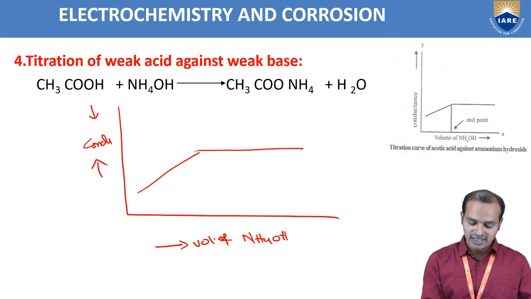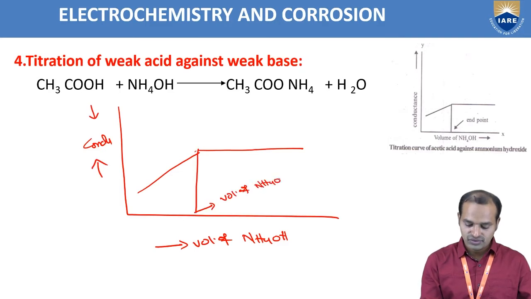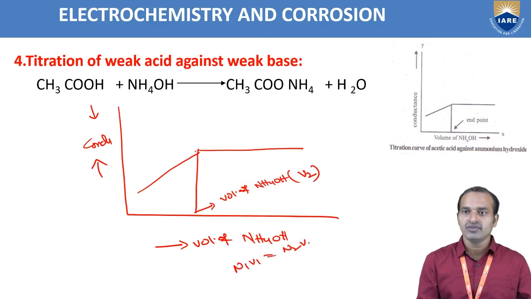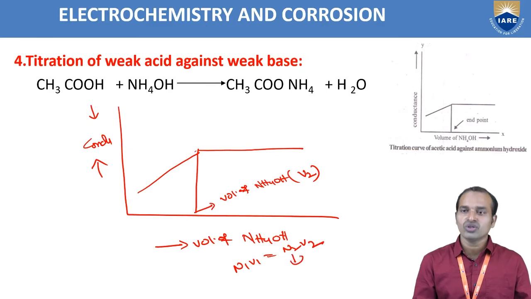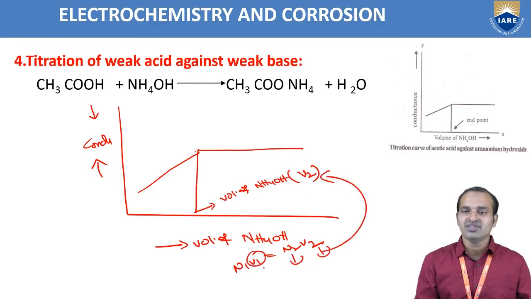So these both points are coincident. Now this is the volume of NH4OH. So that is V2. Now N1V1 is equal to N2V2. N2 means known concentration, V2 by graphically. So this value. Now V1 is the volume of acetic acid we have taken as 20 ml. Then we are getting the N1 value.